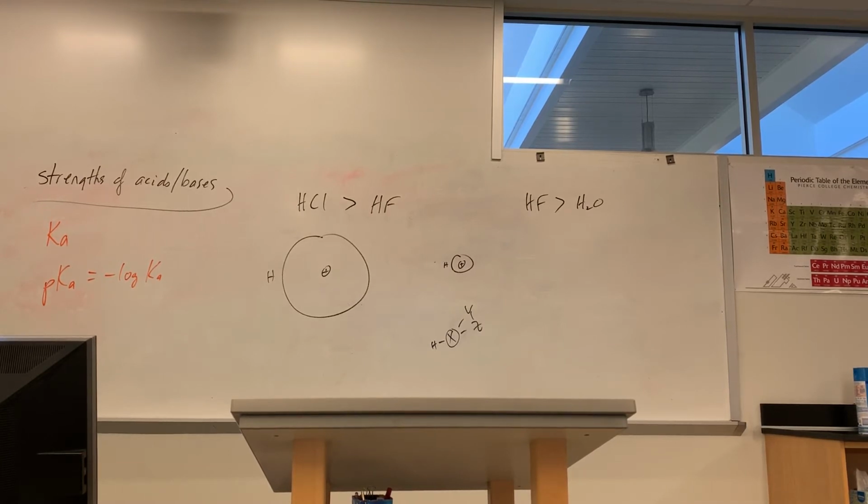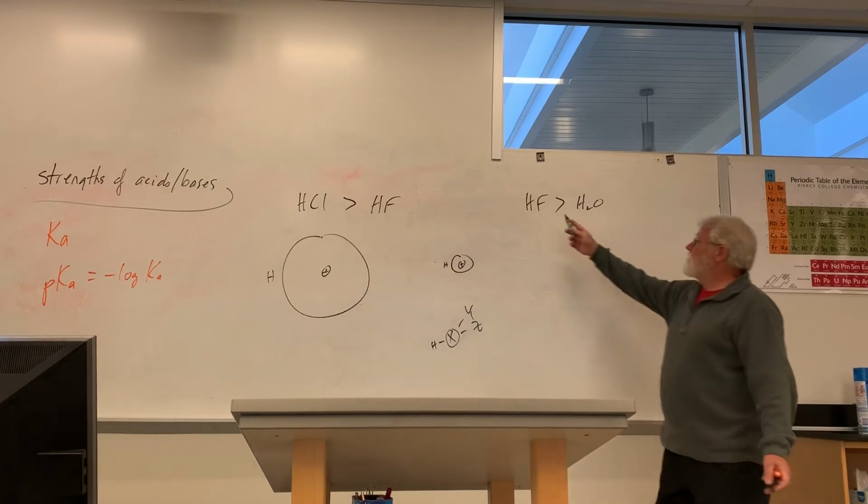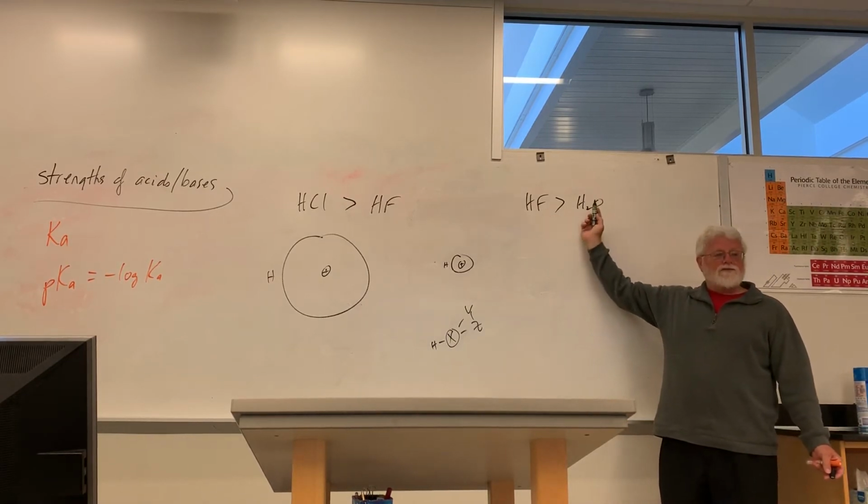It was a size factor there because we're in different periods. Guys in different periods have radically different sizes. It's not a size factor here because we're in the same period. Yes, there's going to be a size difference, but it's minor. The much more significant difference is electronegativity. Fluorine is more electronegative than oxygen.